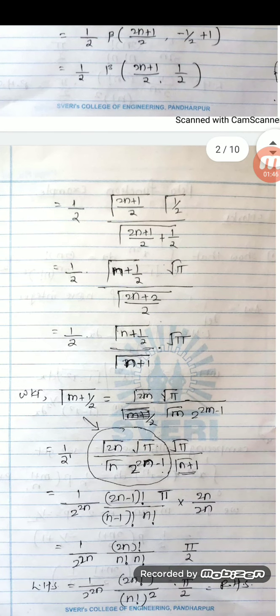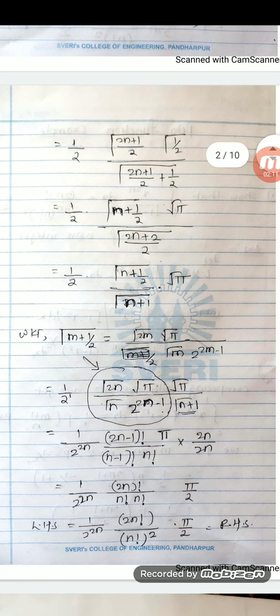Half, and use the relation between beta function and gamma: gamma m into gamma n upon gamma of m plus n. That is gamma of (2n plus 1) upon 2 into gamma of half upon gamma of (2n plus 1) upon 2 plus half. In the denominator, the denominator is the same, that is 2. If you add the numerators, 2n plus 2. We know gamma half is nothing but root pi. One more result we have to use here. Again simplify more, that is gamma of (n plus half) root pi upon gamma of (n plus 1). Taking 2 common, it gets cancelled.